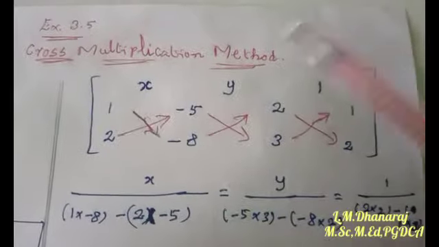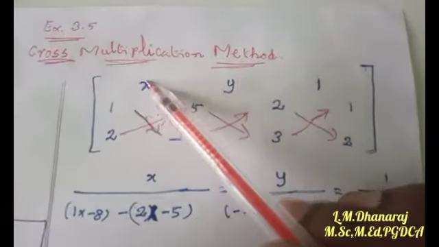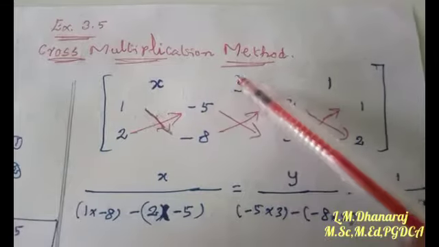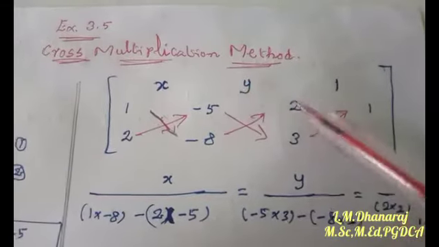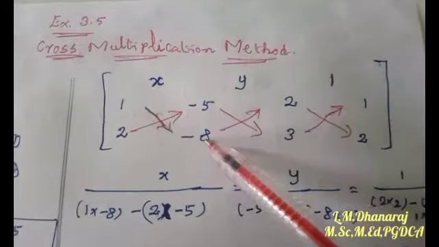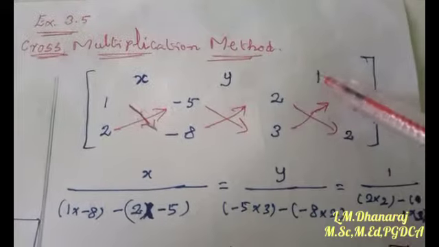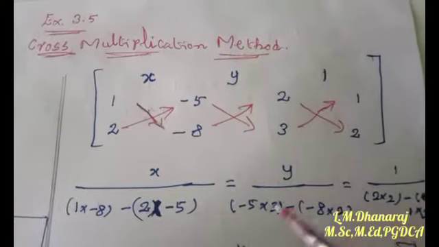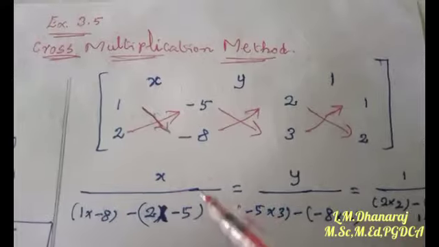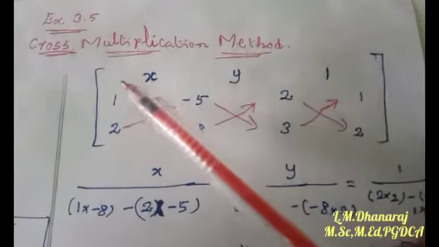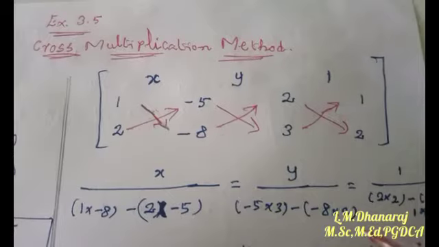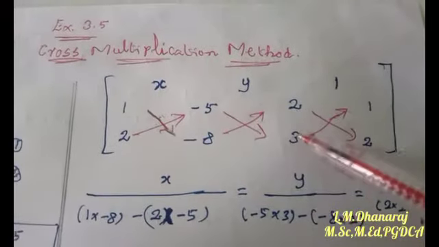So it is very simple. For the x term we write the coefficient of y and constant. For the y term we write the coefficient of x and constant. And for the constant term we write the coefficients of x and y. This is how we have to write, which means it is easy to remember. These two y terms will be repeated at both ends, and here the constant and here the x term.